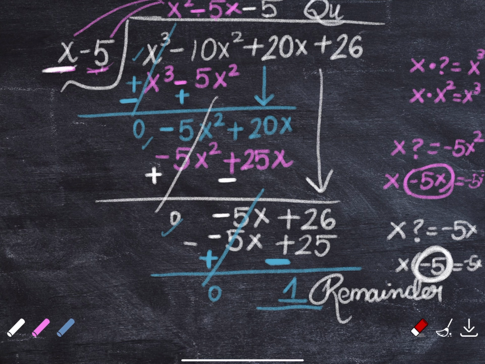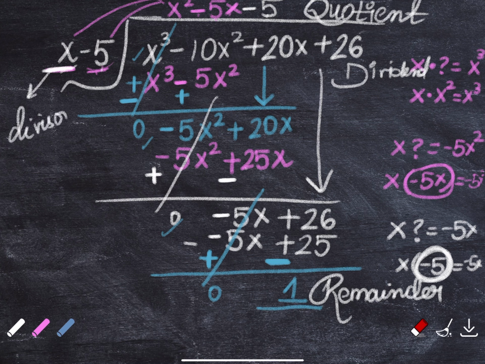This is the quotient. This is the dividend. And this is the divisor. Whatever we are dividing by is called the divisor. This full thing is the divisor. So highlight your answers for quotient, remainder, and divisor and the terms, and then the work.